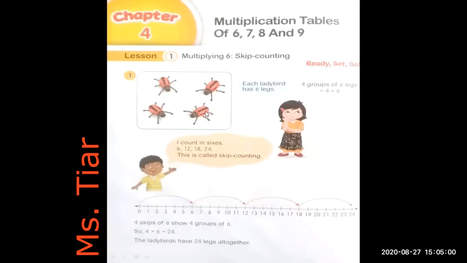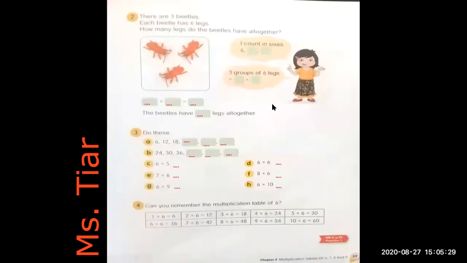In this question, you check, each ladybird has 6 legs. So we have 4 groups of 6. Which one is the group? Group 1, group 2, group 3, group 4. And in each group, there are 6 members: 1, 2, 3, 4, 5, 6. That's why we say 4 groups of 6 legs. So the multiplication is 4 times 6. Get it?